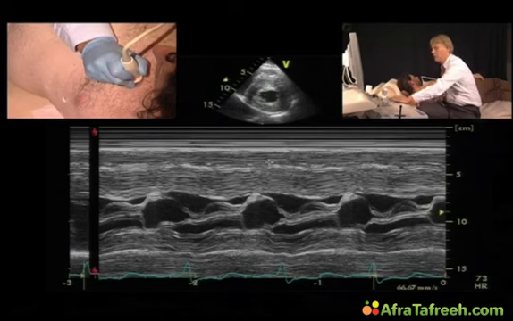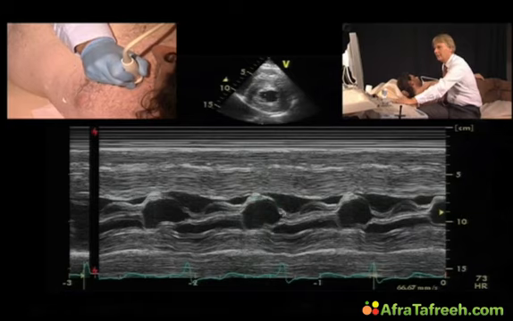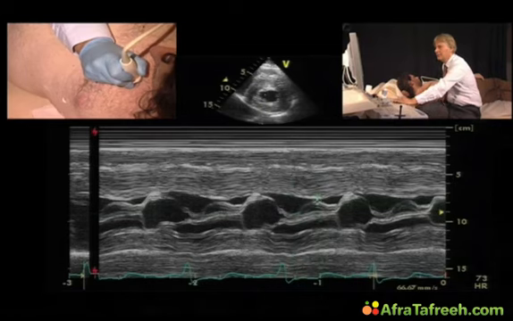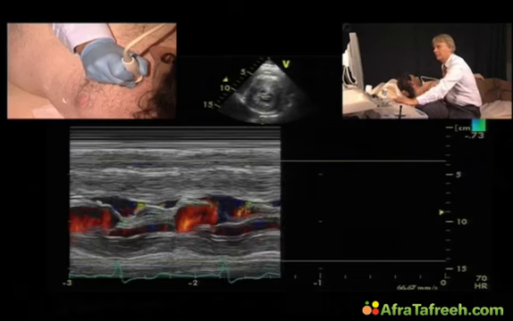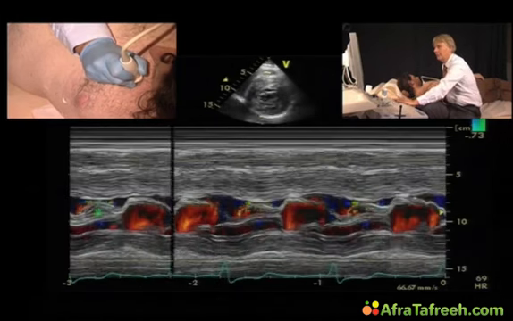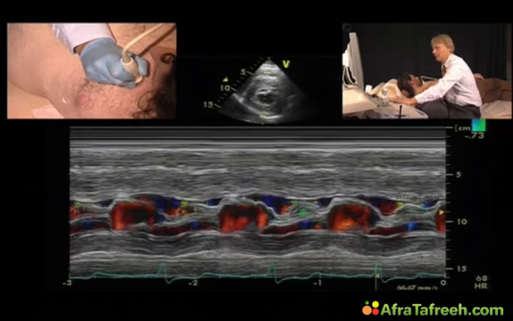This is the M mode with the mitral valve in the opening position during diastole, the anterior leaflet here. And then we have systole here, and we see that there is again motion of the anterior leaflet towards the septum, which obstructs the LVOT. This is also visible if we put color. You can see that there is turbulent flow here during systole in the LVOT.